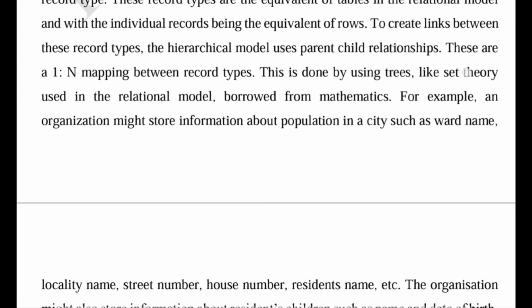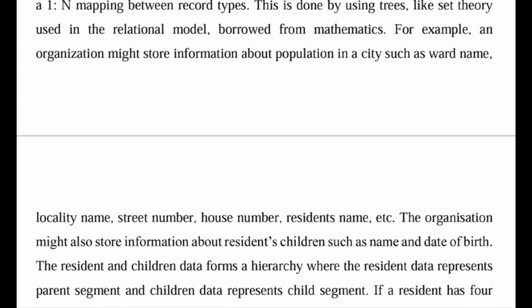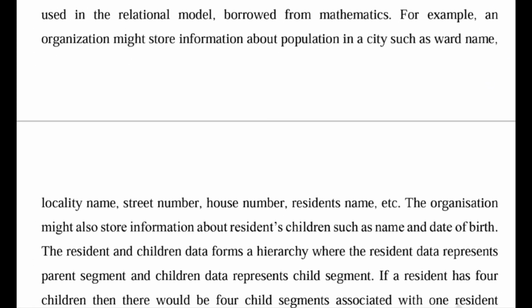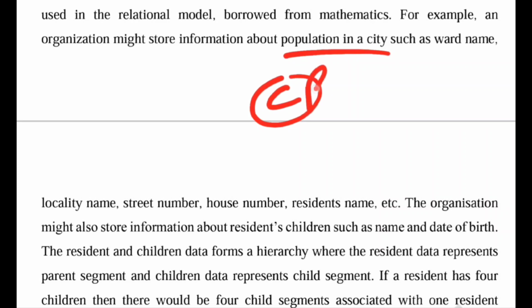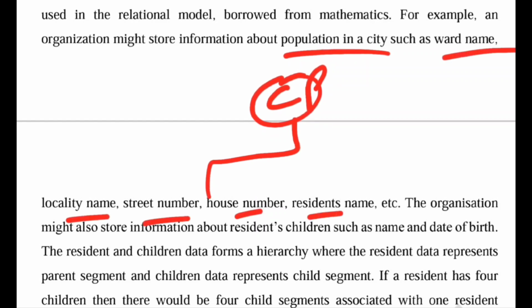For example, an organization might store information about the population in a city such as ward name, locality name, street name, house number, street number, residence name. So all these data can be stored about a population in the city. So we are taking another example for representing the hierarchical model. In this example, we are taking a city population, meaning the population of the city, and it can be shown on the basis of the locality name and ward name, street number, house number, residence name. So these are the other layers.